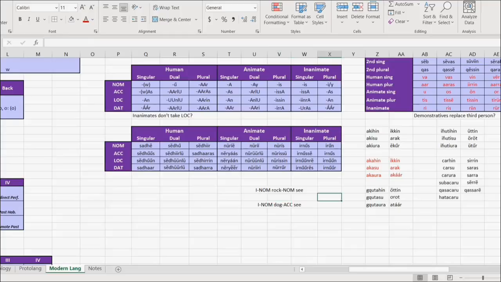And languages like Turkish and Amharic, and I believe Hebrew as well, do this same sort of alternation, except it's dependent on definiteness instead. So I see a dog, the dog would be in the nominative, and you only apply the accusative if the dog is definite.